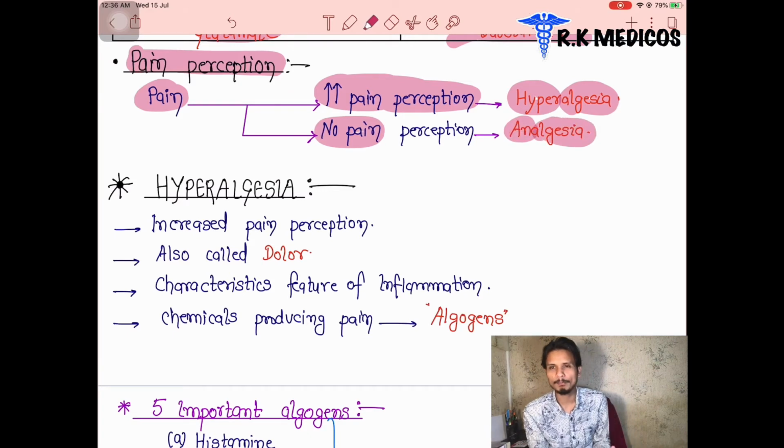Algesia is the term for pain, and the prefix 'a' means absent, so analgesia means absence of pain. The pain is not perceived by the person. Suppose there is a spinal cord fracture in the lumbar region, so the person can't feel anything in the lower limbs. The patient has paraplegia, where both the lower limbs are not working. In a paraplegic patient, they can't feel any pain in their legs.